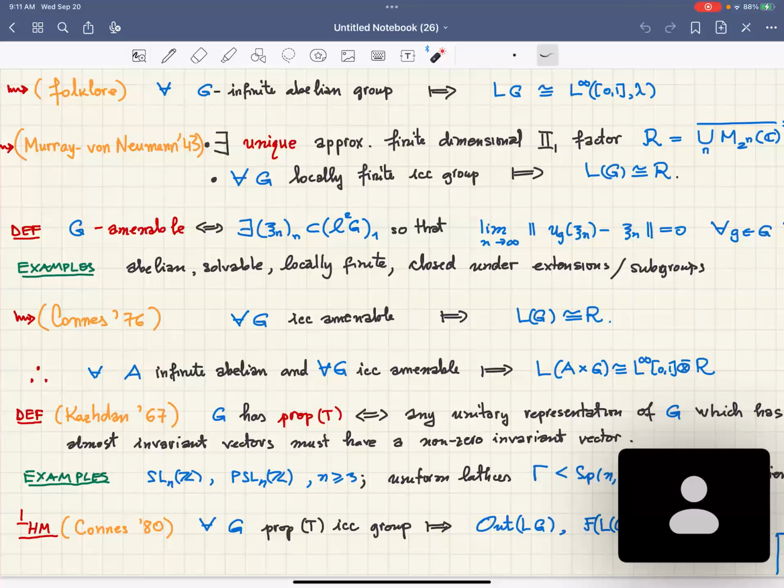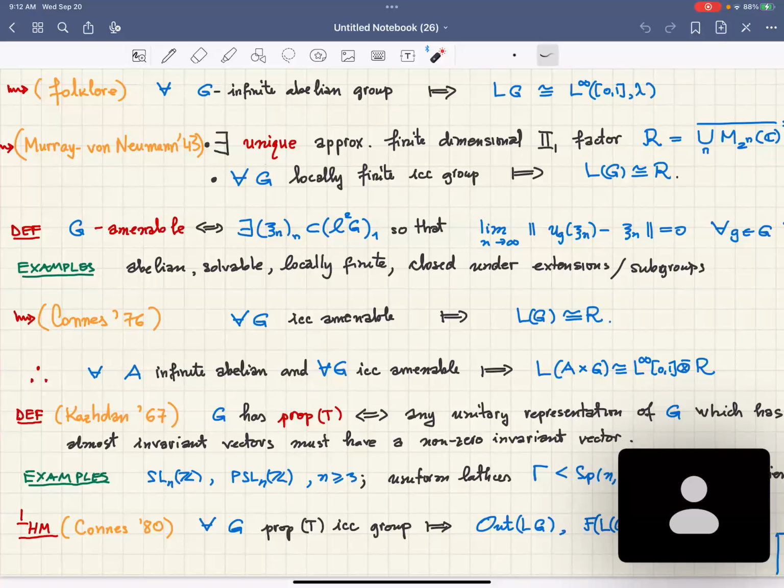In fact, one can take any amenable ICC group. If you create this von Neumann algebra, you always get something isomorphic to Murray and von Neumann's approximately finite dimensional factor. Amenability, I suppose most of you know what that means. It's an analytic property: essentially the left regular representation has more and more almost invariant vectors. And this is a huge class of groups. It covers all the abelian, solvable, locally finite groups, and is closed under extensions and subgroups. So it's a huge, uncountable family of groups, and if you take something ICC, they always give you the same object.